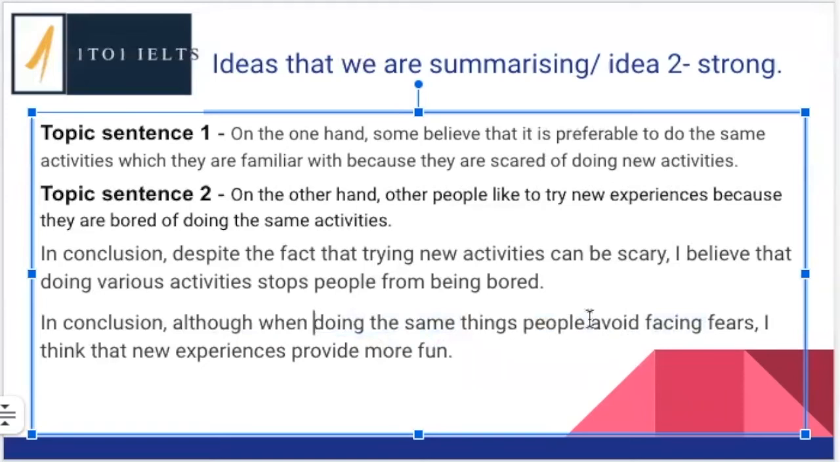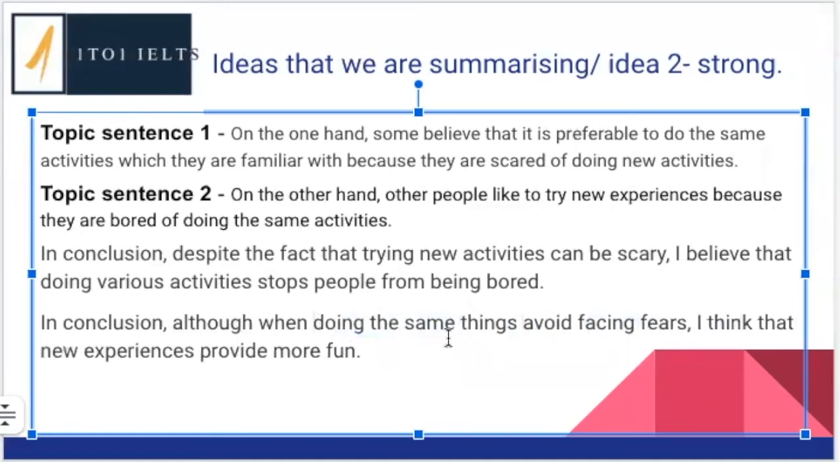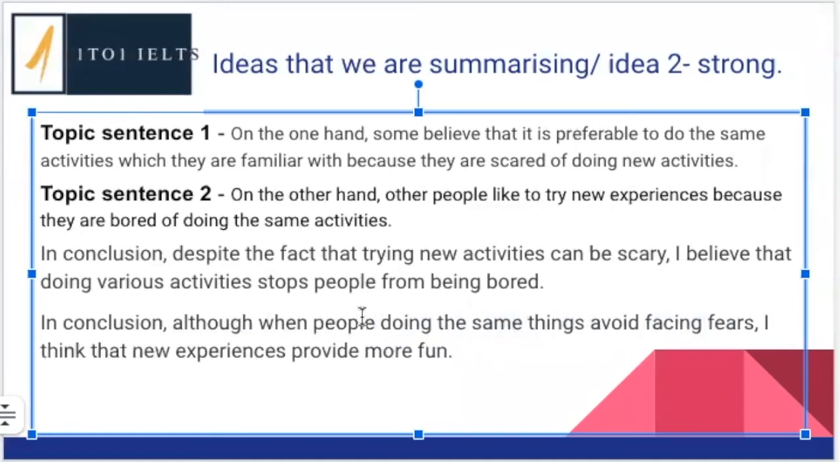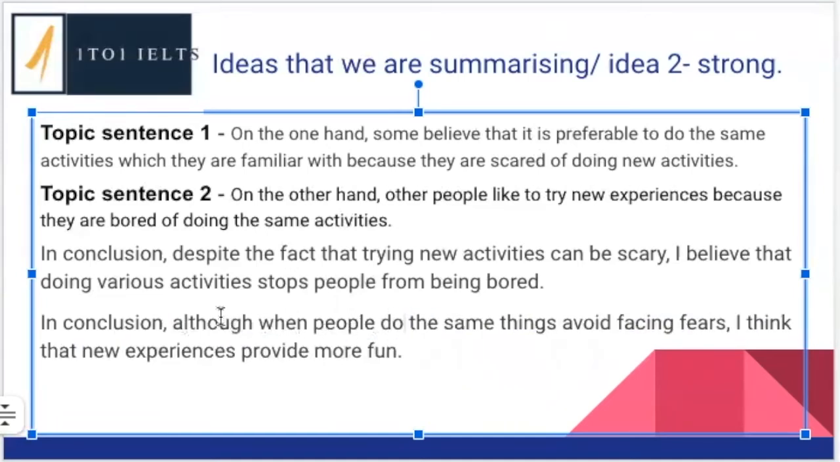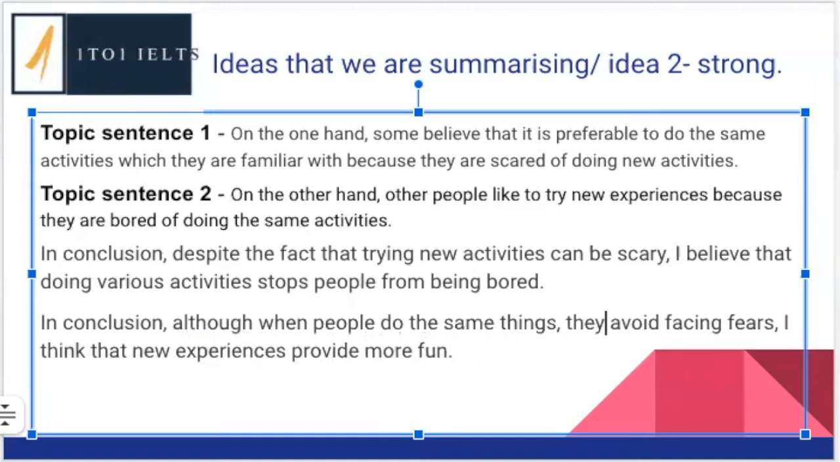So Marisol, actually, yeah, people. So the people part, we're going to cut it from here. When people. Then when we write first or second conditionals, what verb tense should we use in the when clause? Present simple, yeah. Good job, Nabila. So although when people do the same things, so then we have to have the consequence. So comma, subject, they avoid facing fears. The fears belong to them.